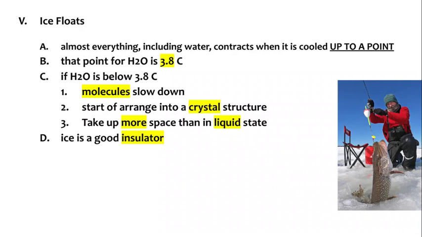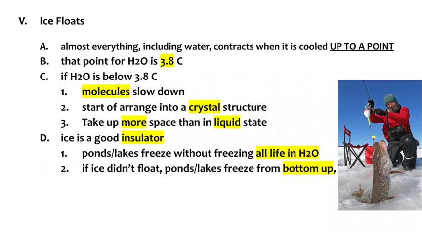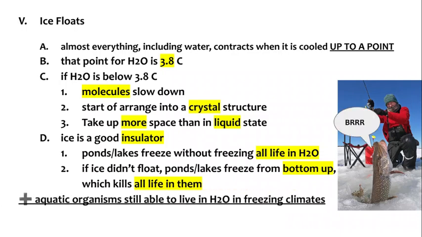Ice is a very good insulator. This allows ponds and lakes to freeze without freezing the aquatic life in that water. If ice didn't float, ponds and lakes would freeze from the bottom up, which would be detrimental to the aquatic life that lives in there. It's going to kill all of them. And so the big advantage of ice floating is that it allows aquatic organisms to still be able to live in water in freezing climates.